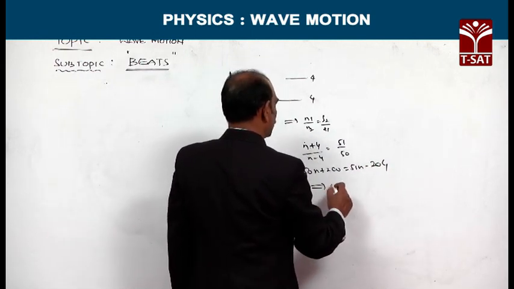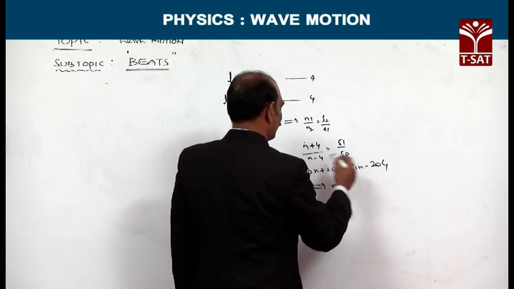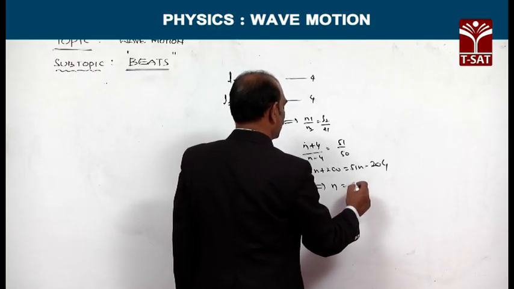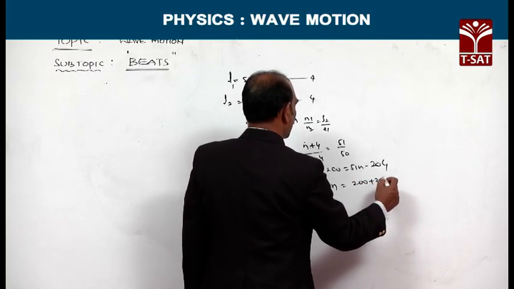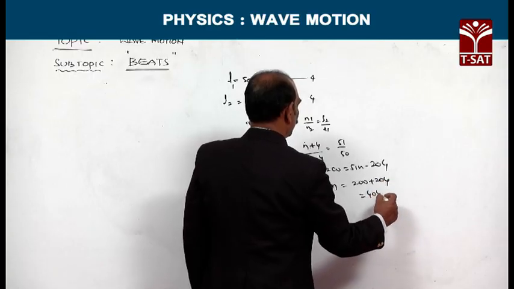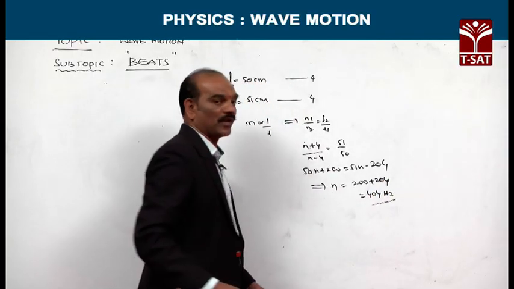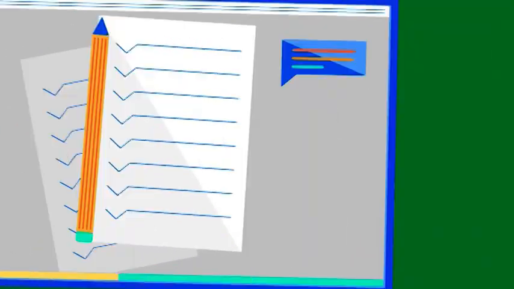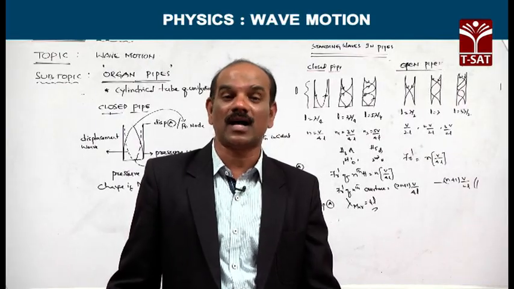From this, 51n minus 50n is equivalent to n, which is 200 plus 204, equal to 404 hertz. That is the frequency of the given tuning fork. Now let us see about the organ pipes.